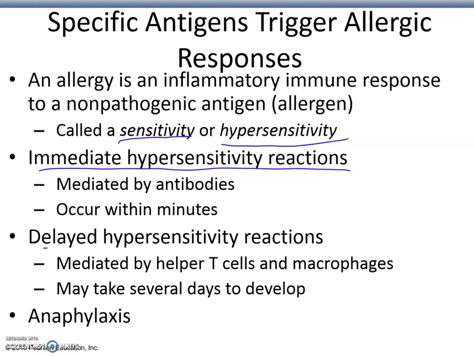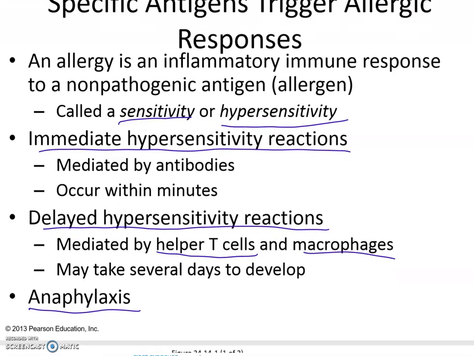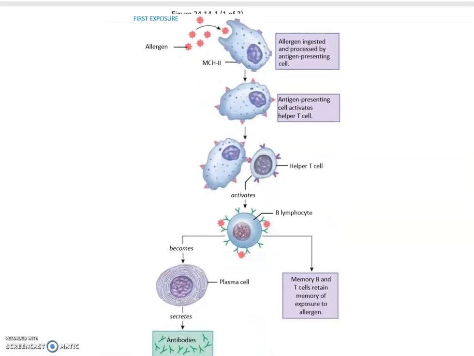Then we have delayed hypersensitivity reactions. They're mediated via helper T cells and macrophages, and they take much longer to develop. And then the most severe of all allergic reactions would be an anaphylactic reaction, where you have body-wide opening of blood vessels via histamine release body-wide, that then drops your blood pressure, and then you usually go into shock, so an anaphylactic shock. But let's take a look at what an allergic reaction could look like.